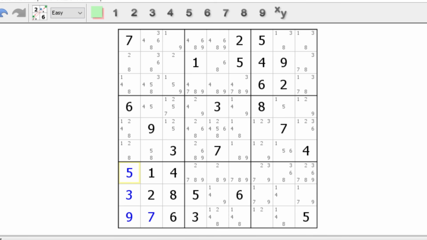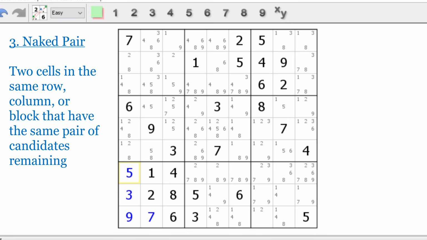Number 3, the naked pair. A naked pair is when you have two cells in the same row, column, or block that have the same pair of candidates. This is a very valuable strategy because we know that those two candidates can only appear in those two cells. So they will not appear in any other cell in the respective row, column, or block.